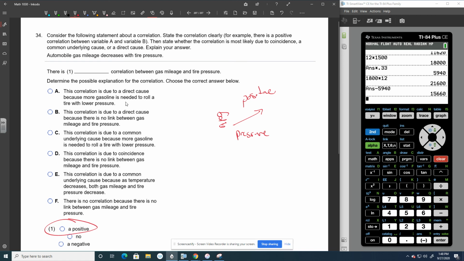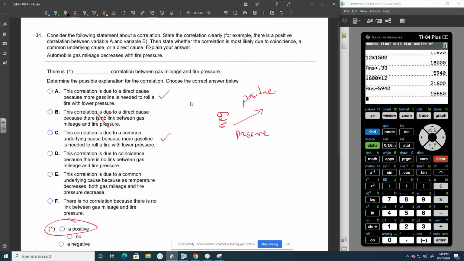And why? The correlation is due to a direct cause because more gasoline is needed to roll a tire with low pressure. That sounds okay. It's due to direct cause because there's no link. No. It's due to a common underlying cause because more gas is needed to roll a tire with lower pressure. That could be an option. Is that an underlying cause, or is one causing the other to happen? So right there, we've got to make a choice. Is one of these causing the other?